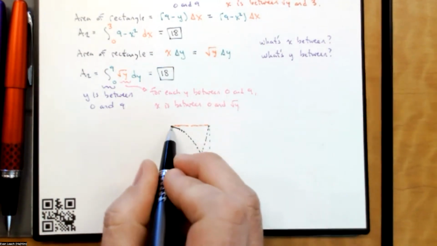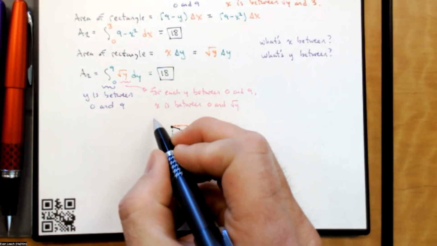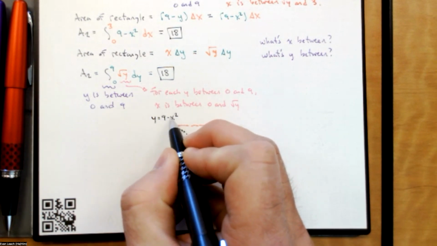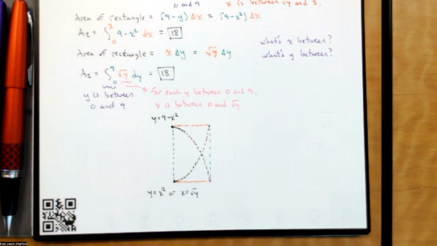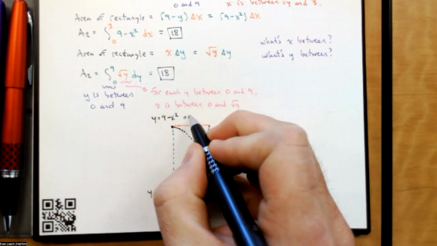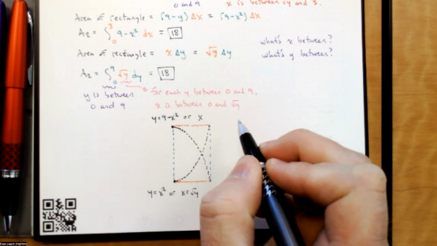The parabola that has a vertex up here, this is where we said y is equal to 9 minus x squared. The function 9 minus x squared is not invertible in general, but it is invertible on this interval where x just goes from 0 to 3. So I could just invert this by solving for x.